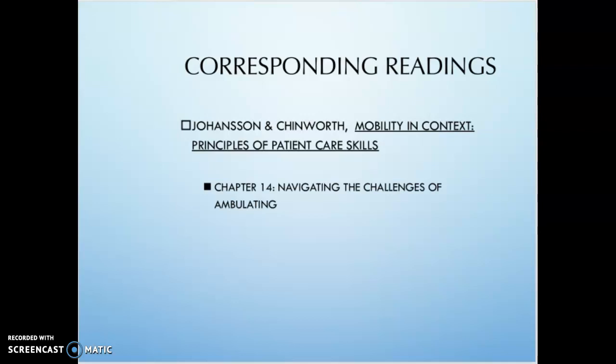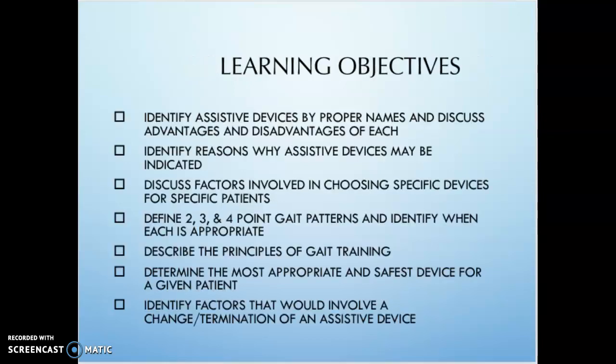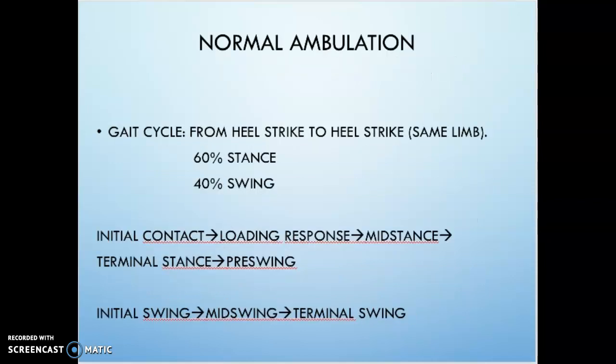And we want to make sure that this is an area that we are very comfortable with. Learning objectives are stated here. We're going to talk about the different gait patterns, when certain assistive devices are indicated and should be used, how to fit assistive devices to our patients. And so we'll begin with the review of normal ambulation.